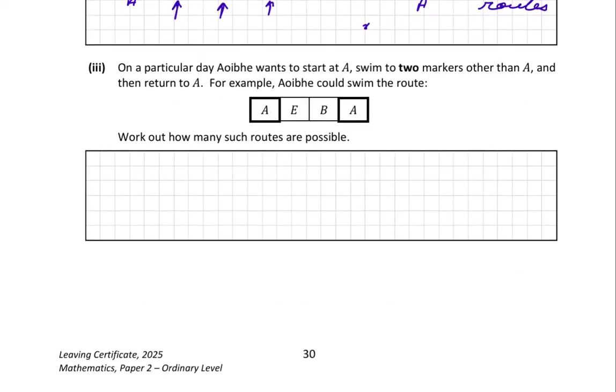Okay, next one then. On a particular day, Ava wants to start at A, swim to 2 markers other than A, and then return to A. For example, she could do A, E, B, and A. Work out how many of these routes are possible.